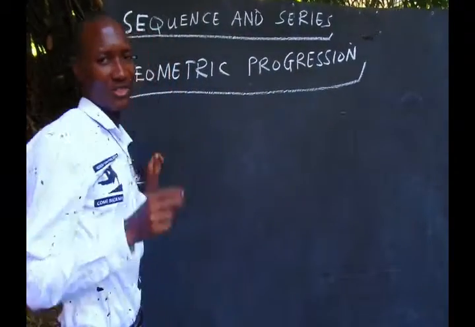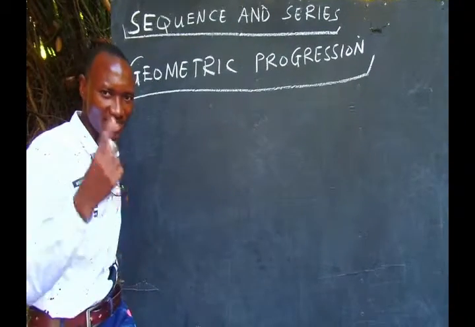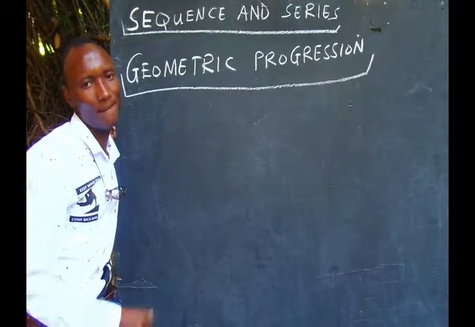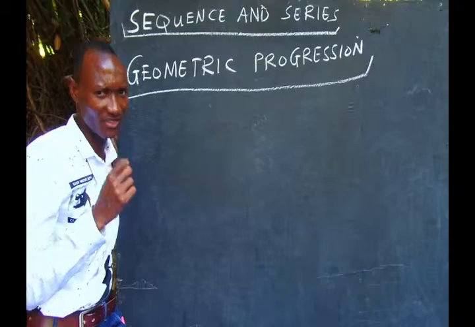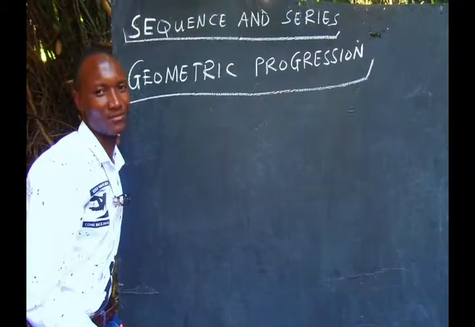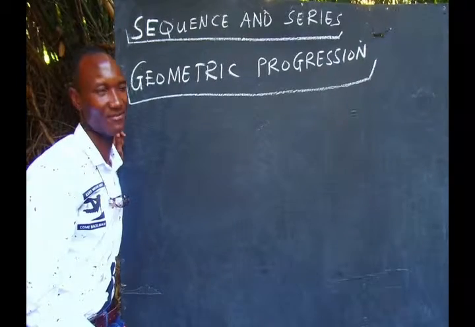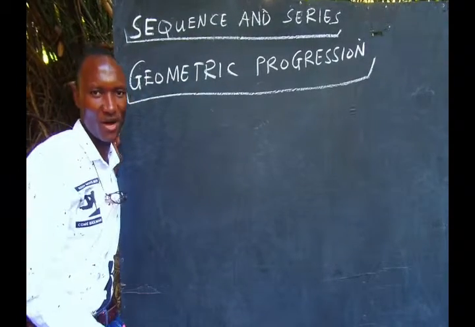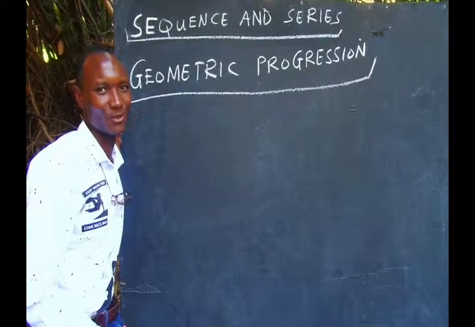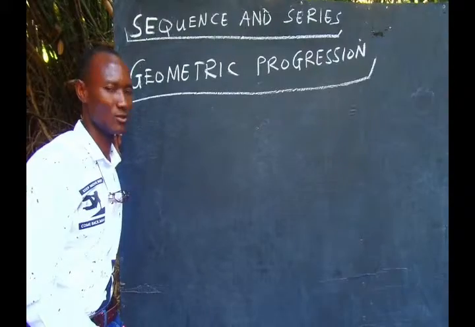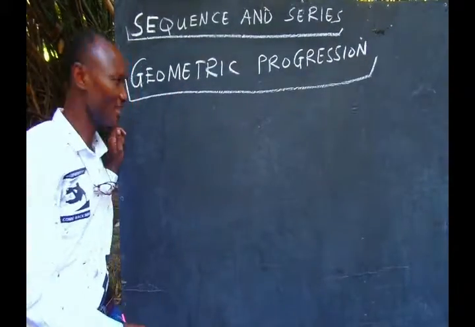So let me tell you what is arithmetic progression. In arithmetic progression, the next term is obtained by adding. What about geometric progression? My best friend, in geometric progression, the next term is obtained by multiplying. So we multiply a fixed number to get the next number.